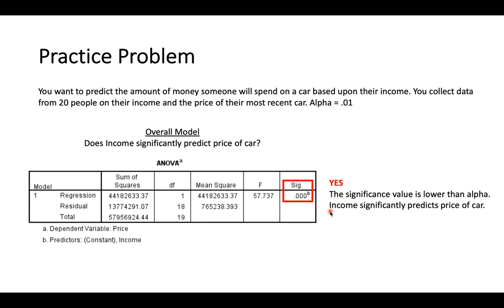So we can say confidently that income is a significant predictor of price of the car. We don't actually even need the scatter plot, nor do we need to see the regression line to make that interpretation. We just need this ANOVA table. So yes, income is a significant predictor of how much someone will spend on a car.